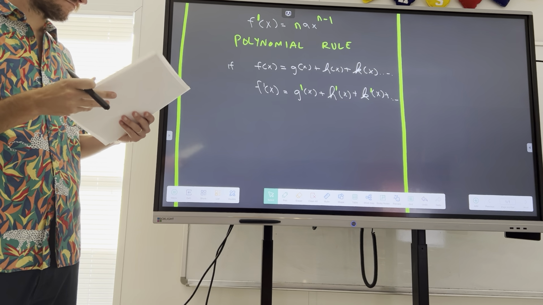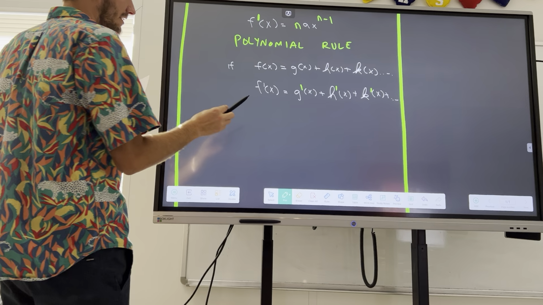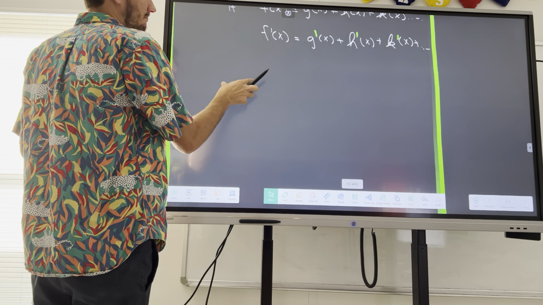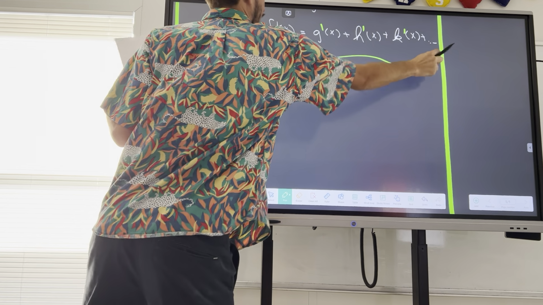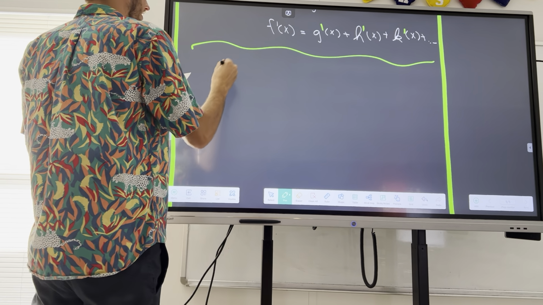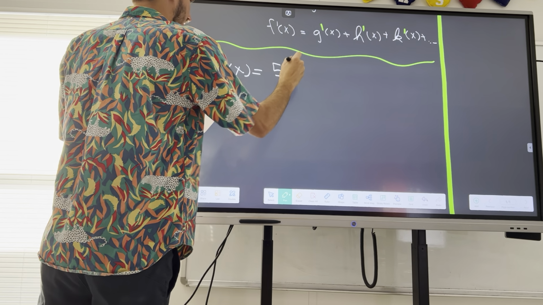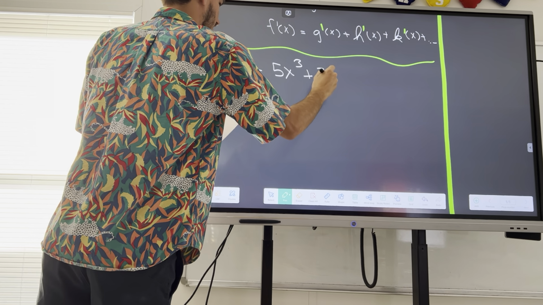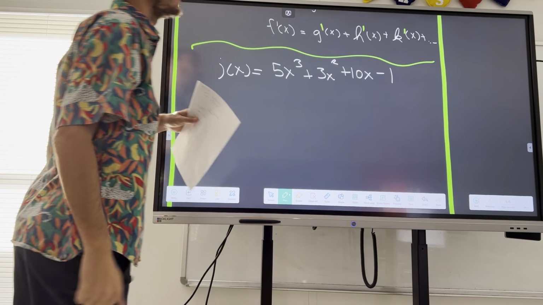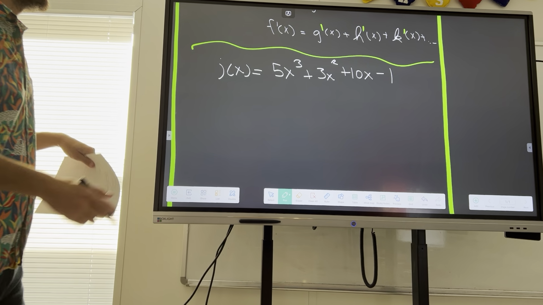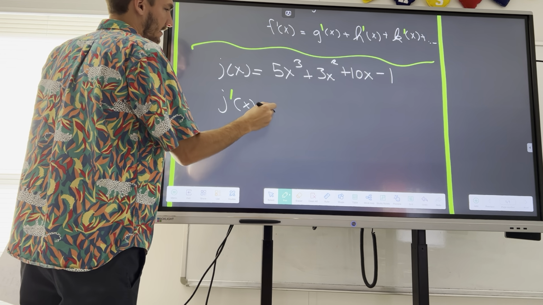So let's do one example and then we'll kind of move on. You only get one example today because frankly this isn't very hard and I think you already know a decent bit about it. J of x is equal to 5x cubed plus 3x squared plus 10x minus 1. Can you find J prime of x?